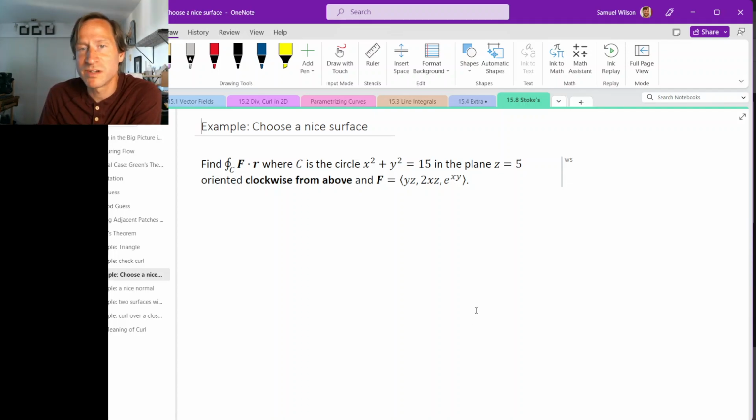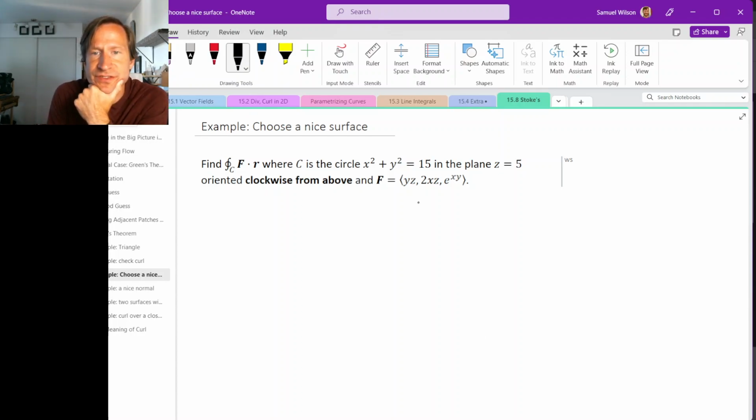Let's look at a couple more examples of using Stokes' theorem. So here let's find the circulation of this vector field around this circle x squared plus y squared equals 15 in the plane z equals 5. So right, we're up here in the plane z equals 5. This is 5 units above the xy plane.